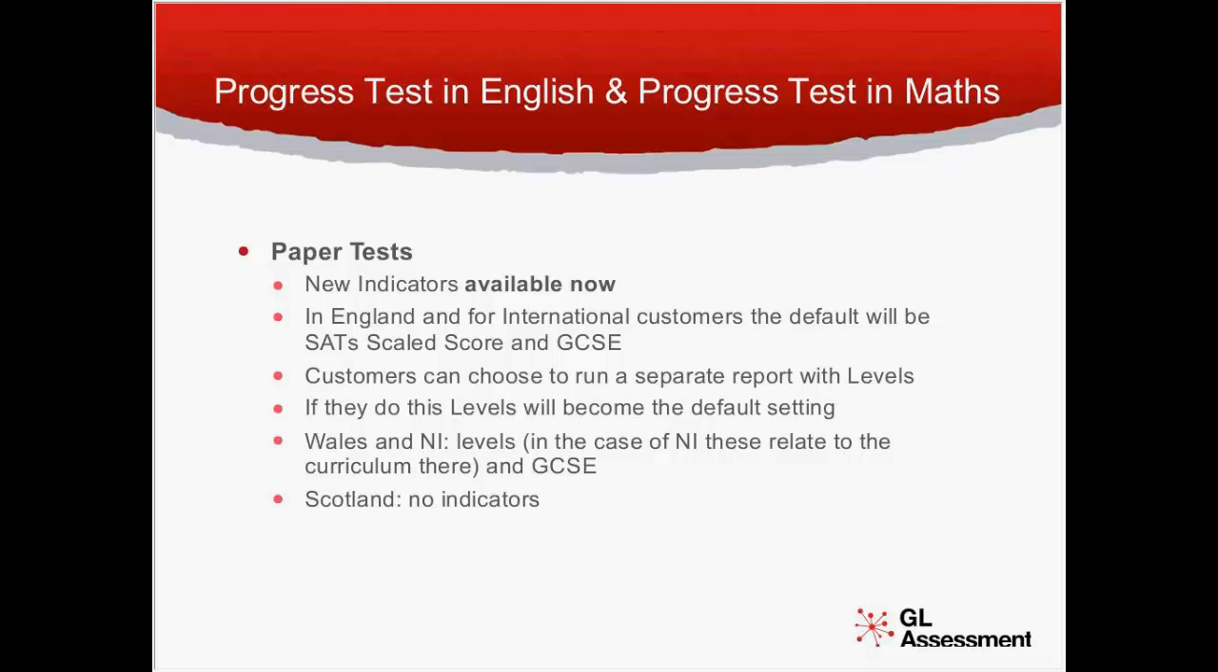I've had another question here about rerunning reports to get this updated information, and that is possible. If you are a paper customer, these indicators are available now, and we are working to include the new information in our digital report. Once it's there, so for example, if you've already tested this year, you can go back in and rerun your report, and that will update the indicator information. So you will see the SAT scale score or the GCSE.